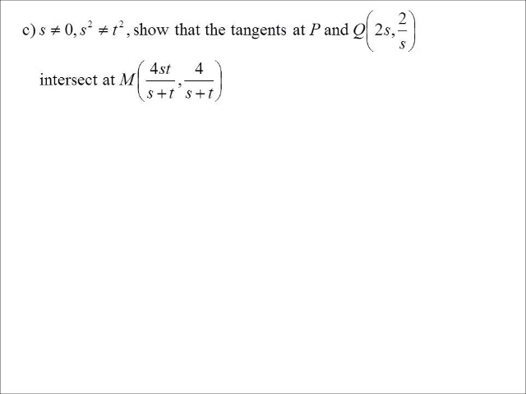So s cannot equal 0. S squared cannot equal t squared. Show that the tangents at P and Q intersect at 4st on s plus t, 4 on s plus t. Why can't s equal 0?